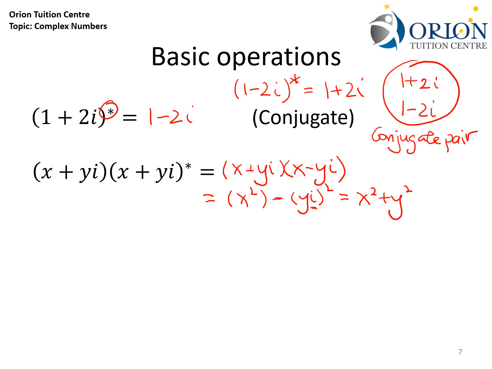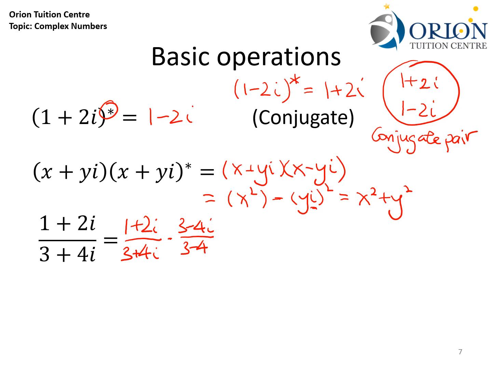For division, the approach is very similar to rationalizing surds. If we have 1 plus 2i over 3 plus 4i, what we have to do is to multiply this fraction by the conjugate of the denominator over the conjugate of the denominator, which means we can multiply it by 3 minus 4i over 3 minus 4i. You get 1 plus 2i over 3 plus 4i here, multiplied by 3 minus 4i over 3 minus 4i. The reason for doing so is so that the denominator will become a real number if we multiply it by its conjugate, as shown over here.